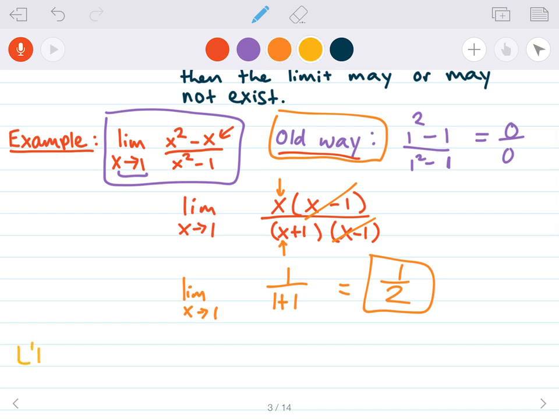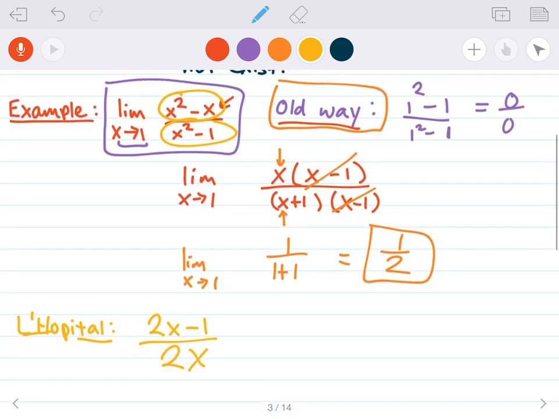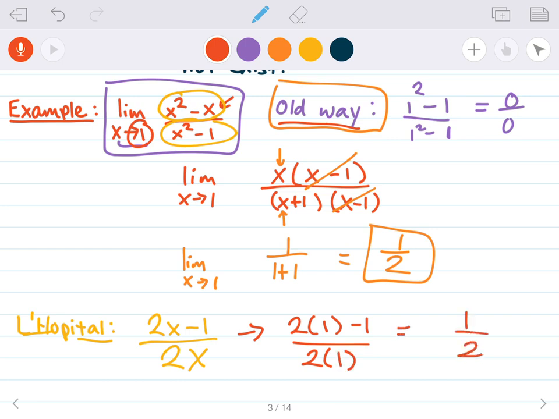Okay, so this is the L'Hopital rule. I know it kind of looks like the hospital, but it's L'Hopital, French mathematician. So what we're going to do is we're just going to take the derivative of the numerator. So the derivative of the numerator is 2x minus 1. The derivative of the denominator is just 2x. And now we're going to plug in 1 for x, right? Because that's what x is approaching. So this is going to give us 2 times 1 minus 1 over 2 times 1. So that's just going to, again, give us 1 over 2.